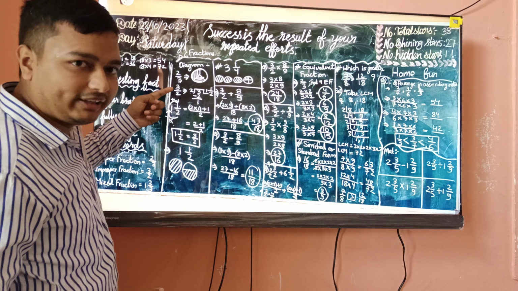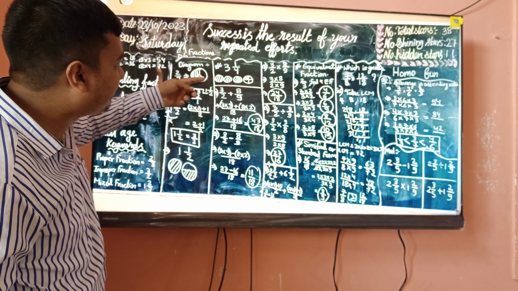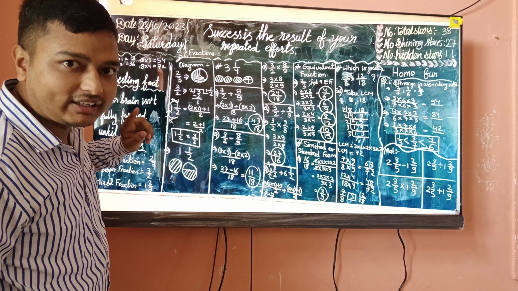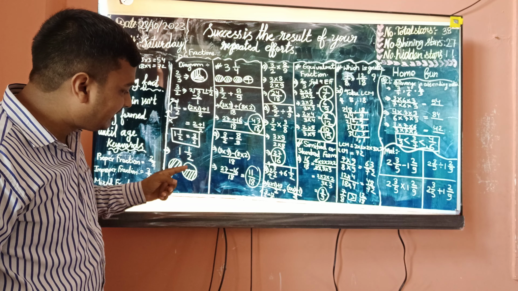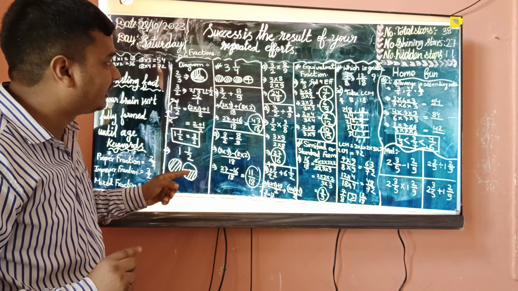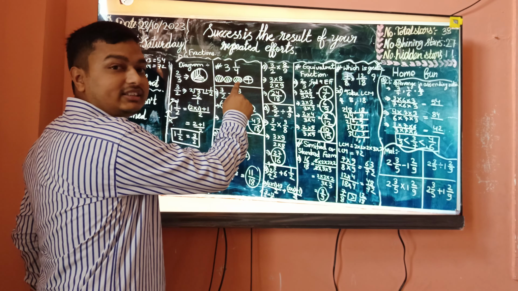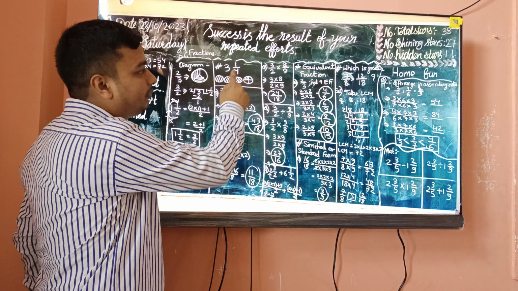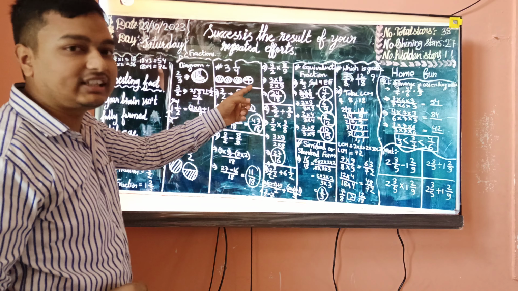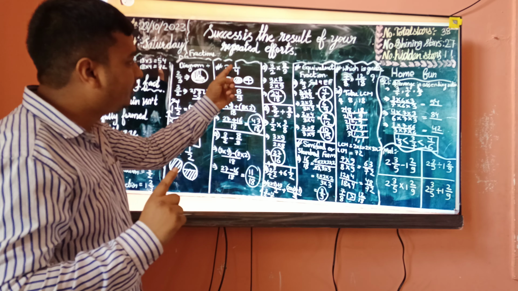As you are able to see here, 2 by 3 means I have divided into 3 parts, but I will shade only 2 parts. Similarly, 1 by 2 means I divide the circle into 2 parts, but I will shade only 1. Similarly 3 1 by 4: I have made 3 circles, and now I will divide the next circle into 4 parts and shade only 1.